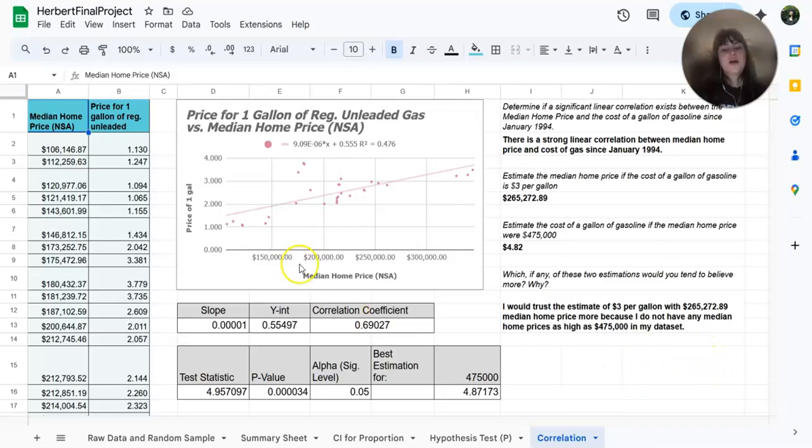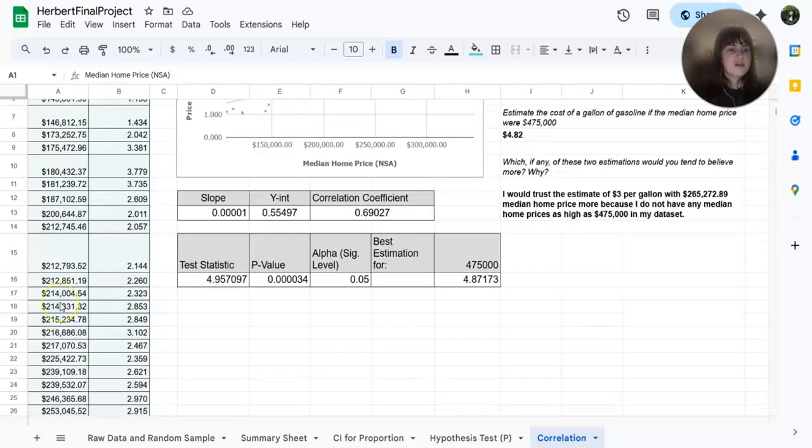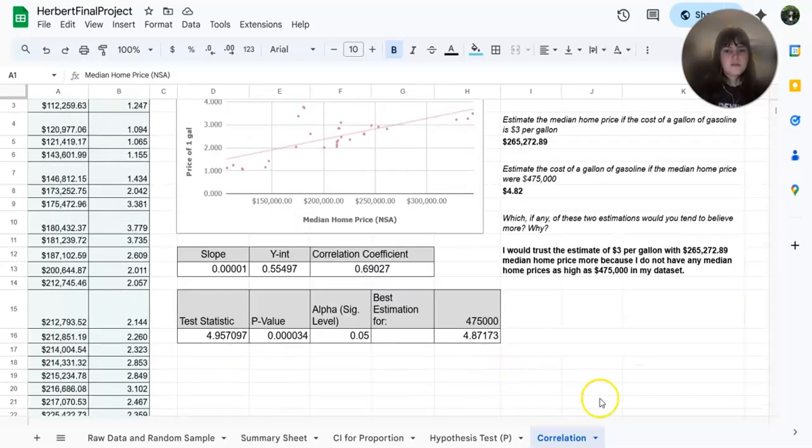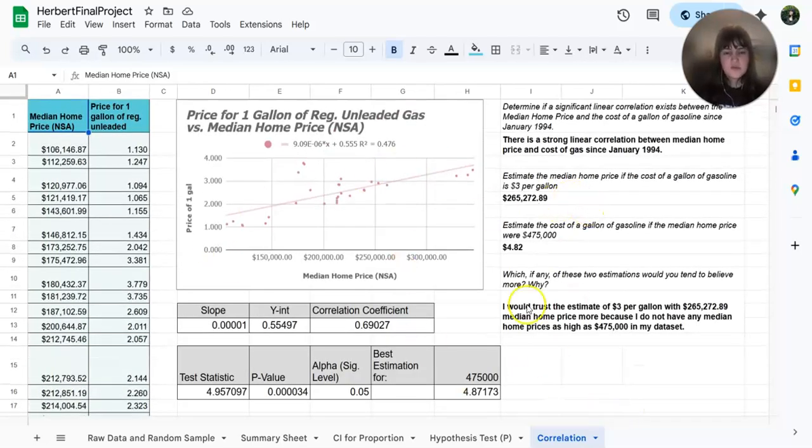Because I do not have any median home prices in my data set as high as $475,000. In fact, it caps off at $344,000. So there's nothing really in my data set here to support those higher values. And who knows if this linear relationship would continue higher up in those prices.